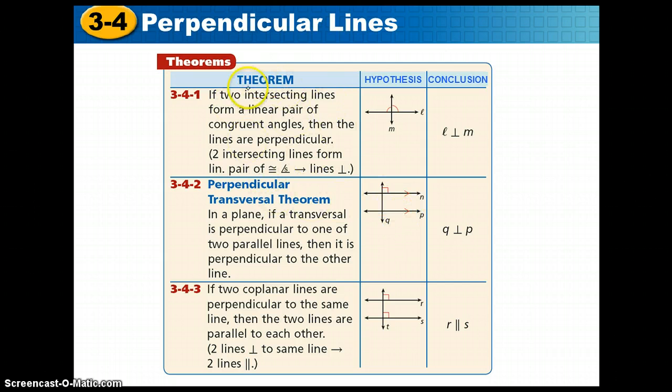You'll notice this does not have a proper name highlighted in blue for 3, 4, 1. So if we're going to use this in a proof, we're going to use this form of writing it. Two intersecting lines form a linear pair of congruent angles, then the lines are perpendicular. This is what you would use in a proof, this phrase in parentheses, as a reason instead of writing it out all in words. We don't have a proper name. You can't just write 3, 4, 1, so you'd have to write that.